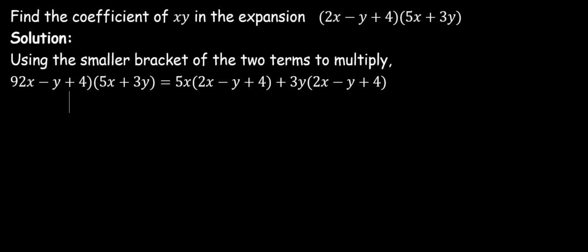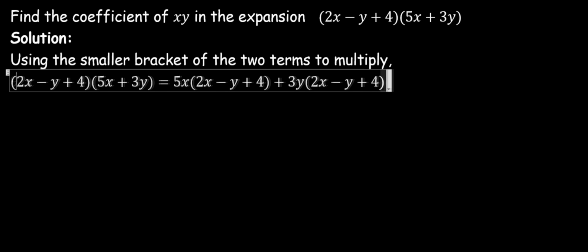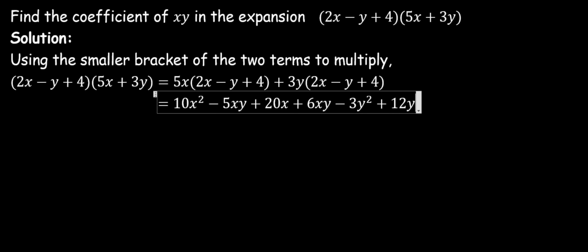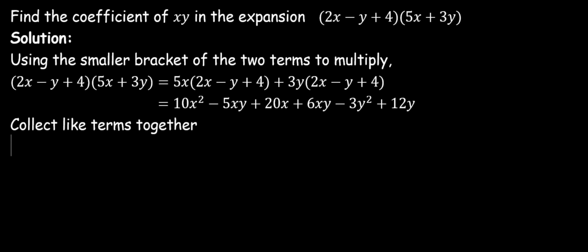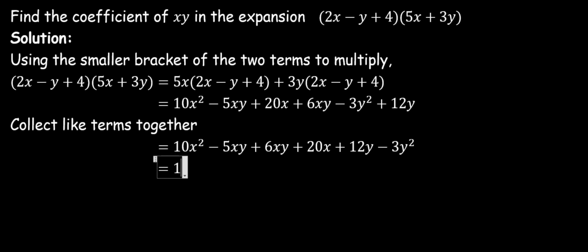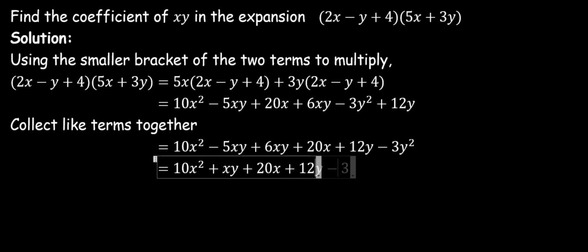And when we open up our bracket, we have 10x squared minus 5xy plus 20x plus 6xy minus 3y squared plus 12y. Next, we collect like terms together, and the result will be 10x squared minus 5xy plus 6xy plus 20x plus 12y minus 3y squared. And when we simplify, we have 10x squared plus xy plus 20x plus 12y minus 3y squared. From here, we now get our result that the coefficient of xy is plus 1.